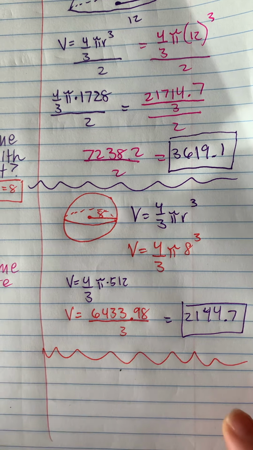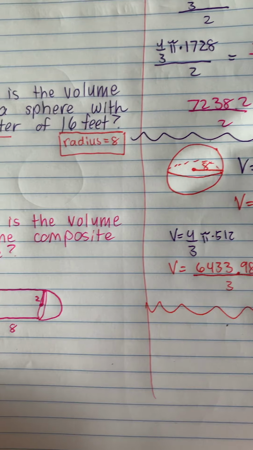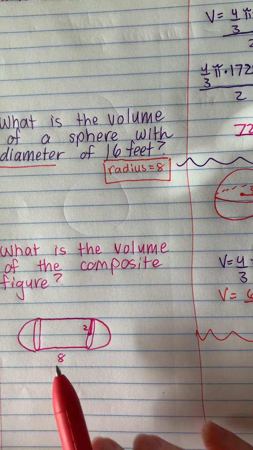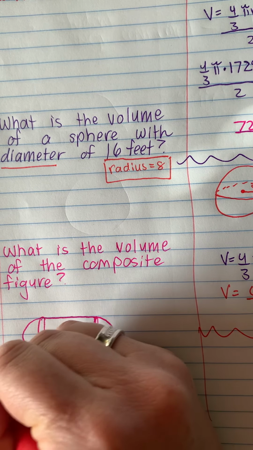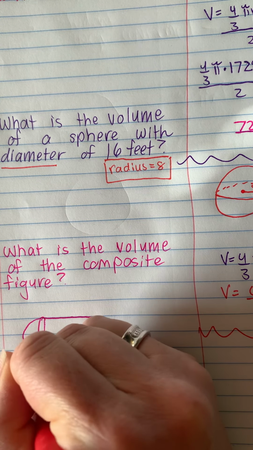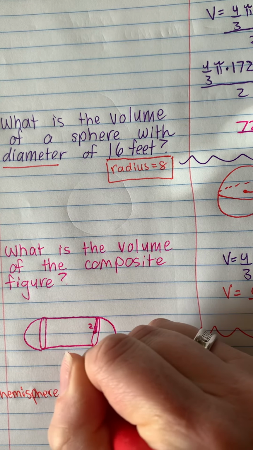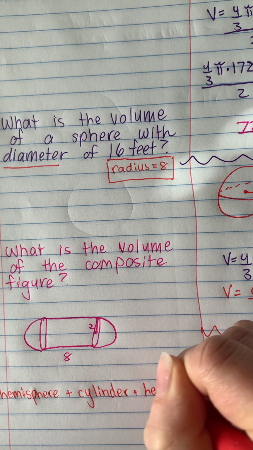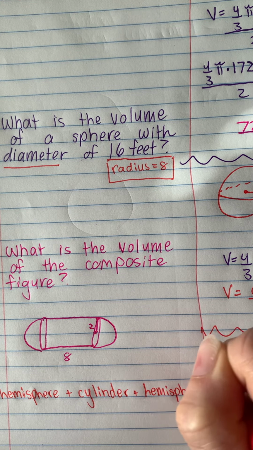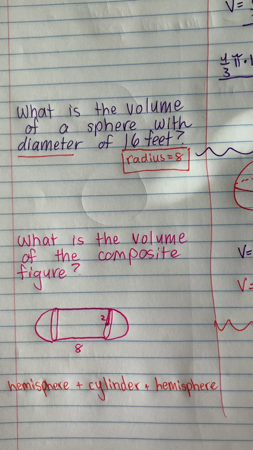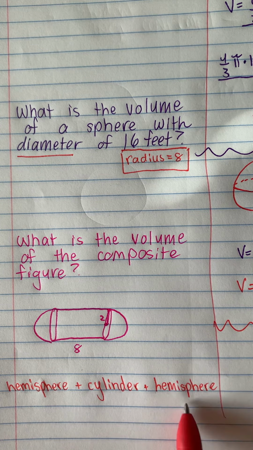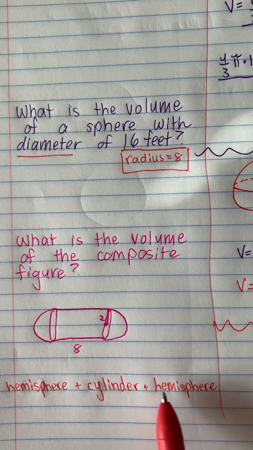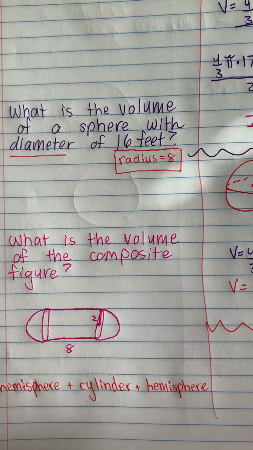And then our last question I'm going to go over was the one from your notes on Monday. They gave you a composite figure. This is made up of a hemisphere plus a volume of a cylinder plus the volume of another hemisphere. So you had to solve for 3 pieces. Some of you might have seen, a hemisphere and a hemisphere make one sphere. You could have done it that way. But if you're taking a figure into pieces, this is what you would have done.